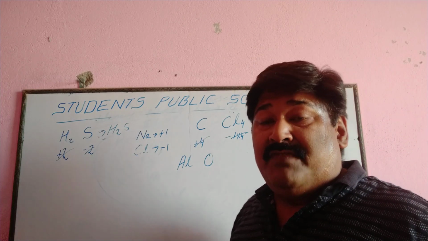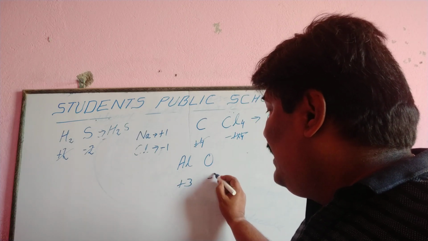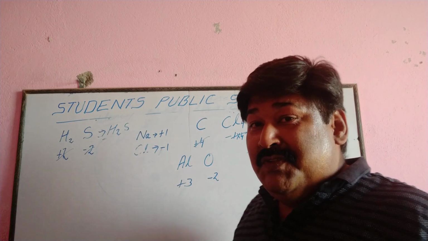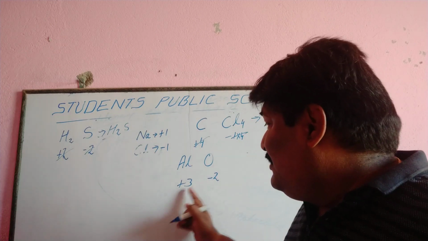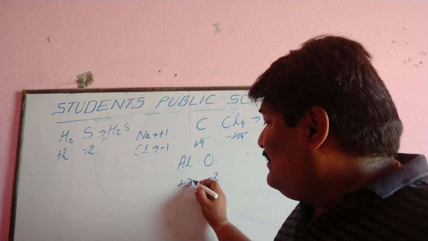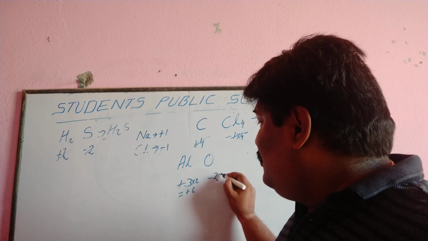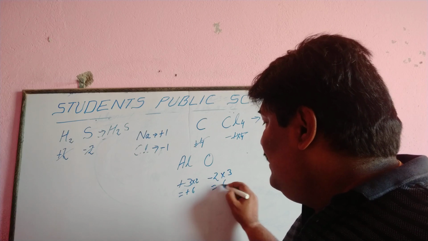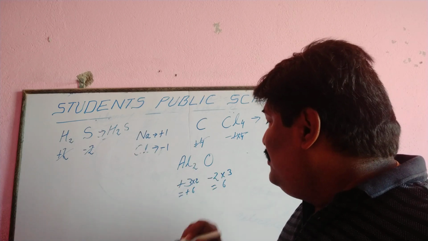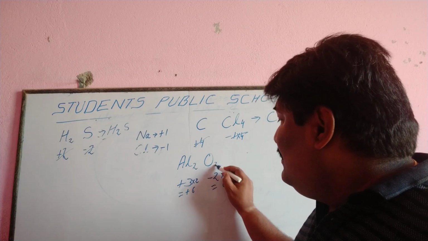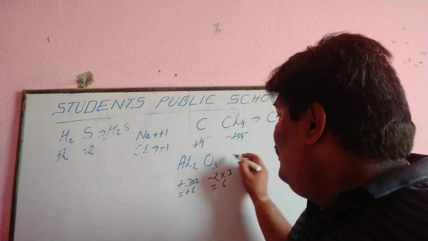Similarly, we can take an example of aluminium and oxygen. What is the charge of aluminium? Plus 3. What is the charge of oxygen? Minus 2. Now, how to equate them? Take the LCM of 3 and 2, which is 6. We can increase here by 2, 3 into 2, 6. Here 2 into 3, 6. So here aluminium was increased by 2, Al2. Oxygen was increased by 3, Al2O3. Simple. So what is the formula?